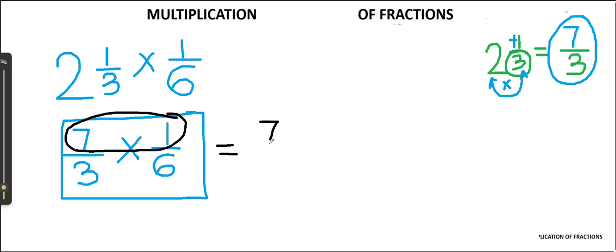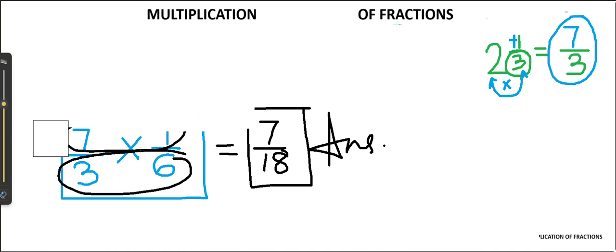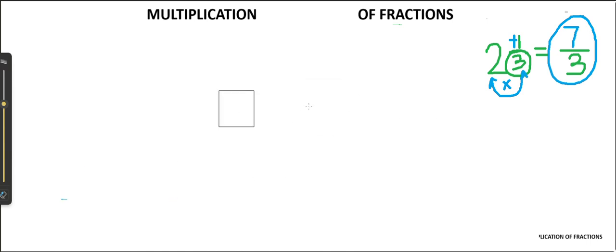7 times 1 is equal to 7, and 6 times 3 is equal to 18. I'm also going to check if it can be simplified in the final answer. I see that 7/18 cannot be simplified with each other. So that is my final answer, right? That is all you needed to know about the multiplication of fractions. Now, friends, we are going to move on with the division of fractions. Okay, so let's go ahead.